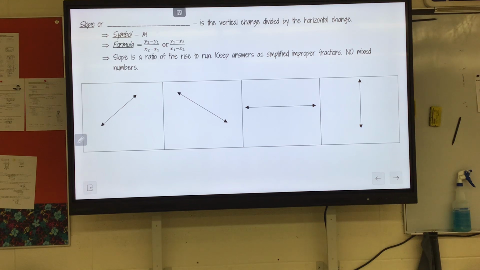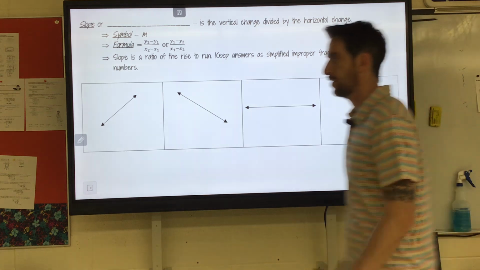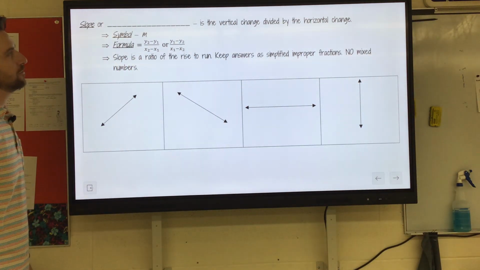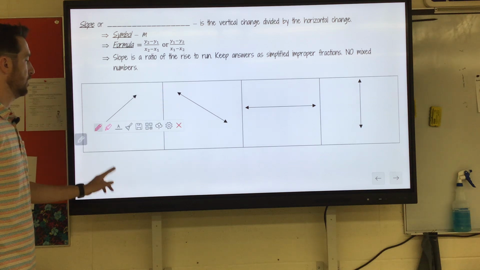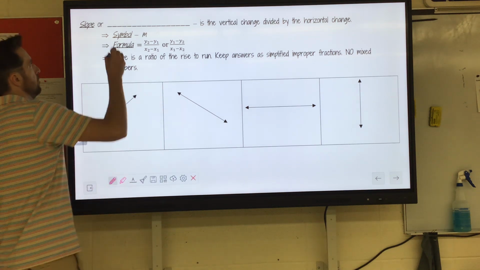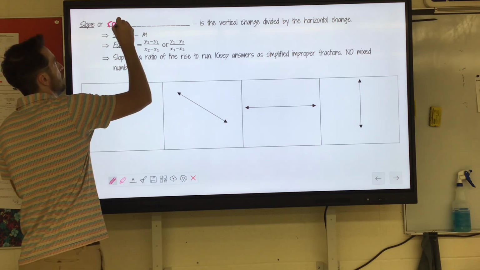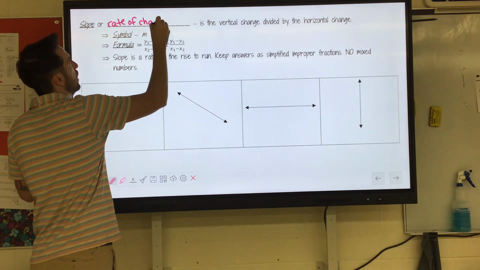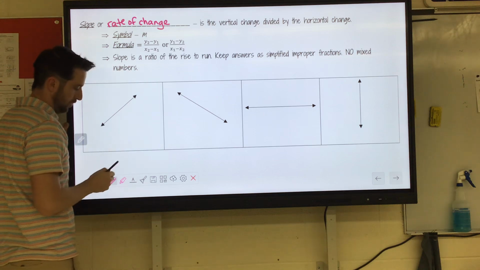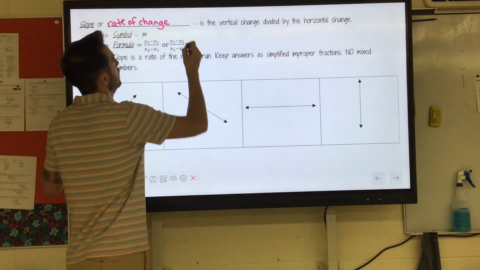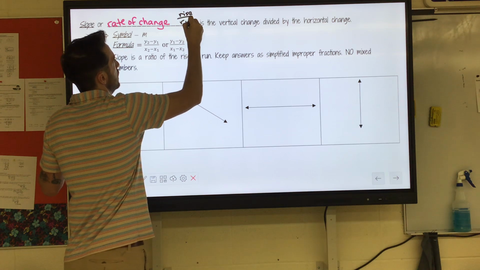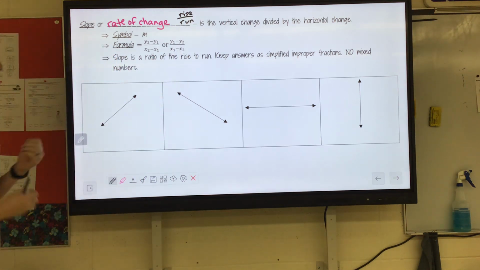Let's get into some slope. Slope, or the rate of change, is the vertical change divided by the horizontal change. Some people like to think of it as the rise over run. It's basically how steep a line is.